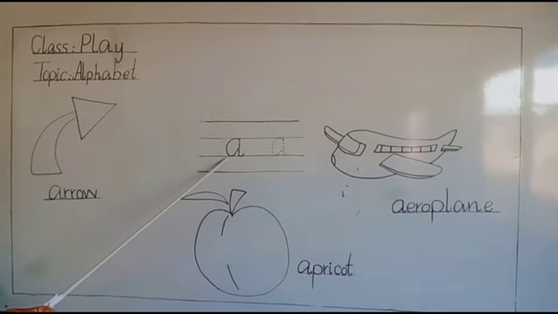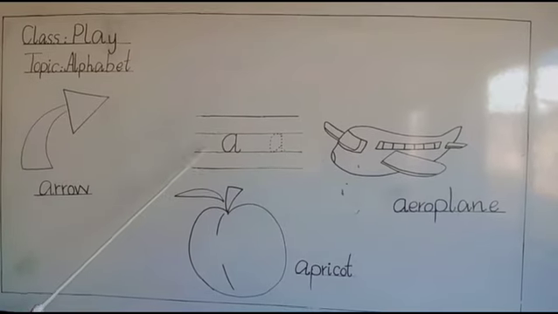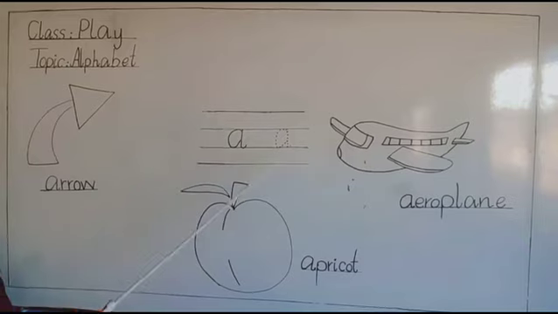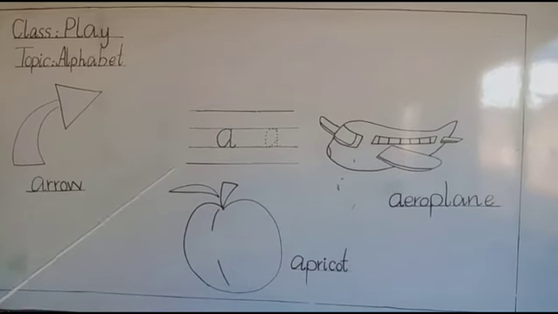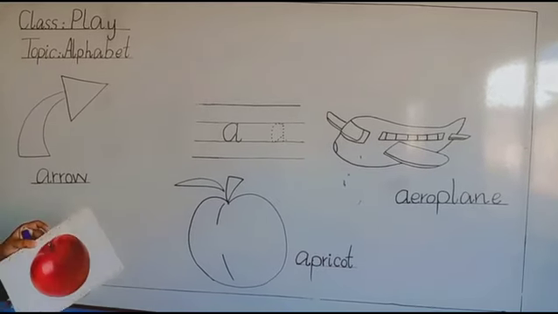This is small a. But the sound of letter A is A, aeroplane, A apricot, A arrow, and A apple.